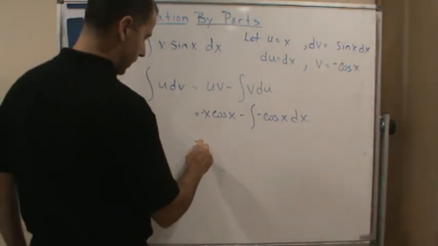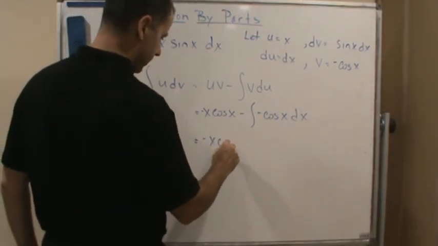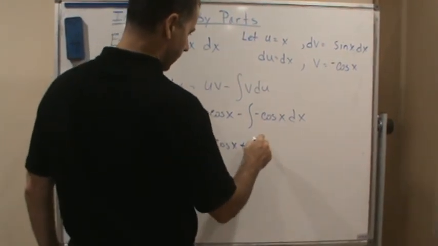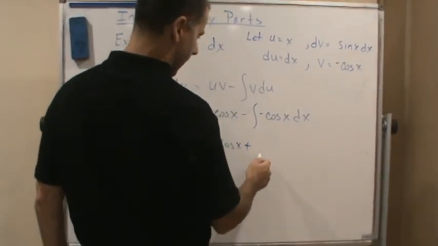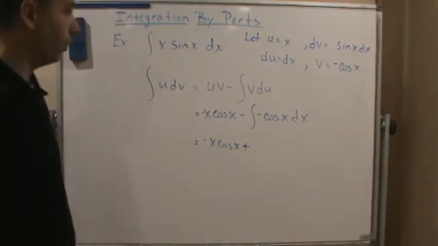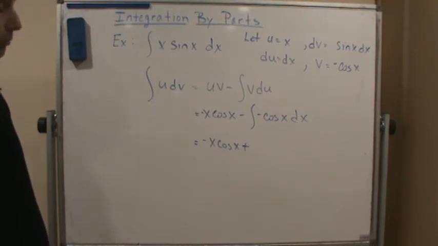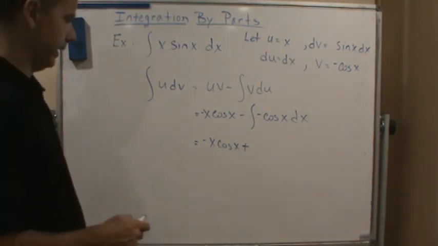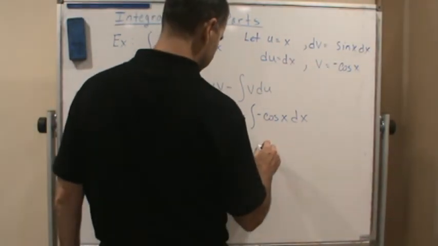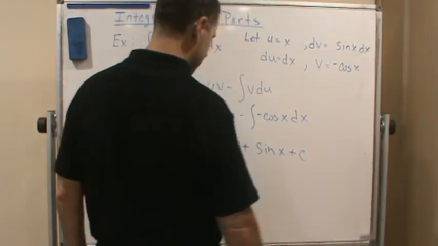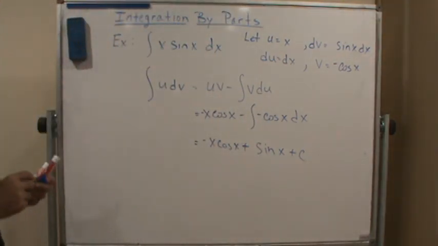So now it becomes negative x cosine x. The negatives come out, so that's going to be plus. And the integral of cosine, what's the integral of cosine? Sine, right? So this is going to be sine x plus c. And that's it.